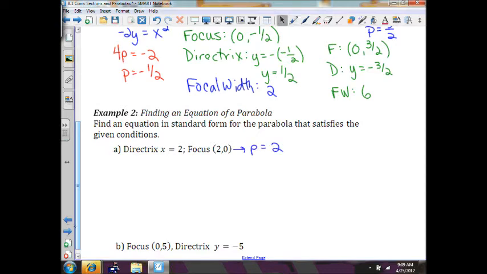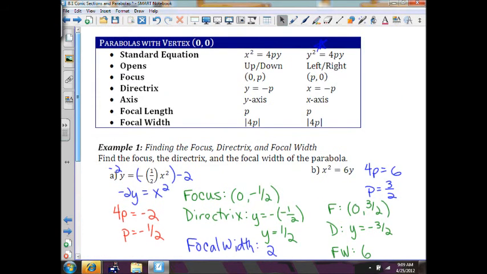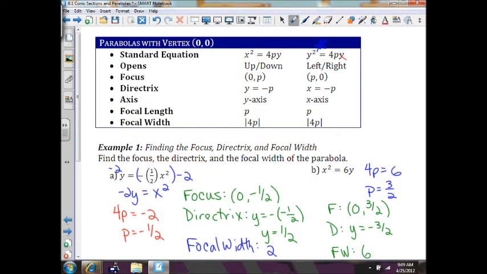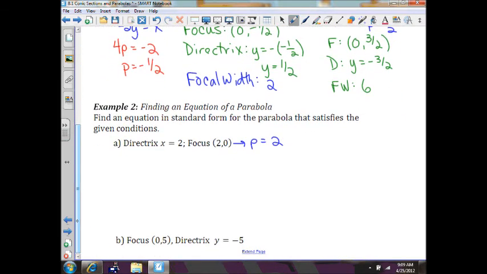That should help us a little bit. Now it's going to be y squared is equal to 4px. This should actually be changed to an x here, so make sure you make that change in your chart. Because it's y squared is equal to 4px, I'll have y squared is equal to 4 times 2x, which means y squared is equal to 8x. There is my equation.